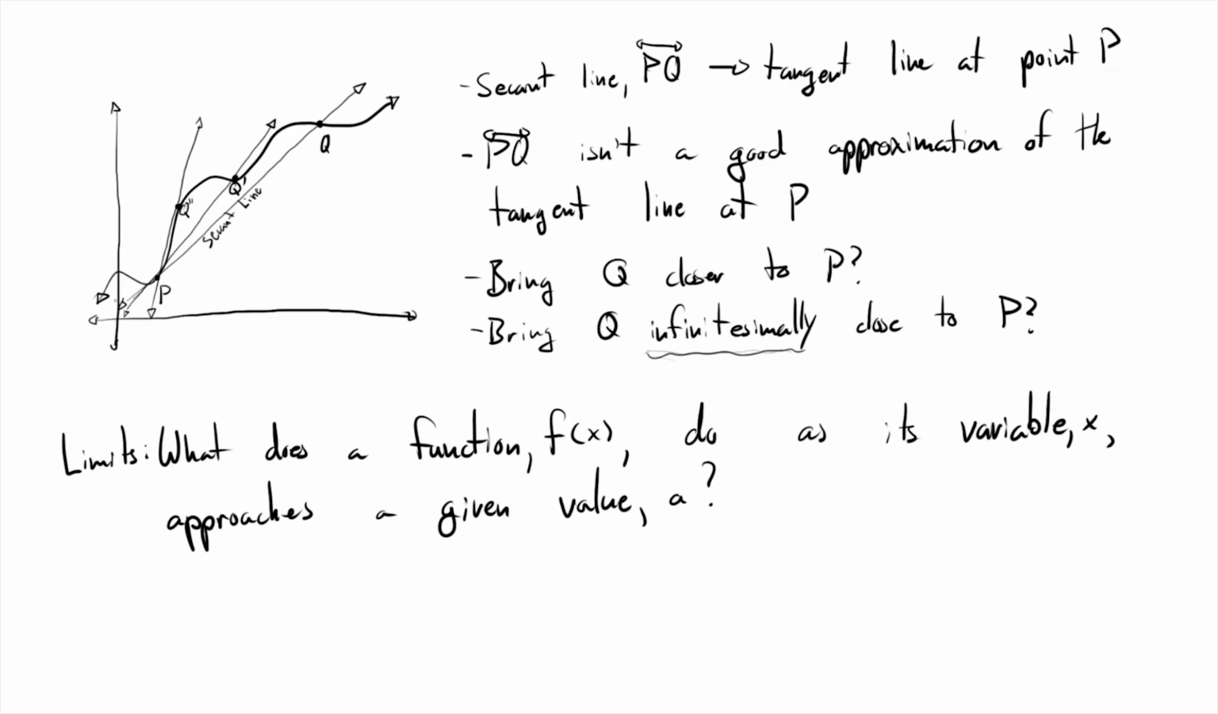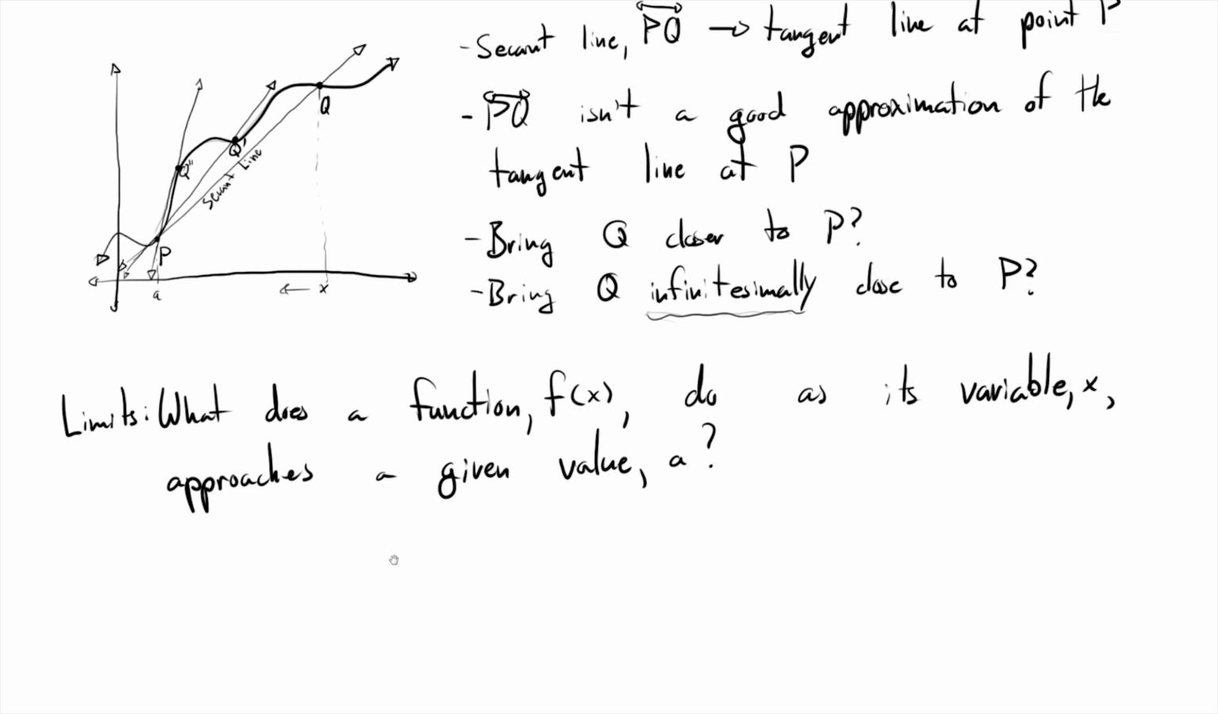So in this case, we have some function, this curve that I have here, f of x. And what does this function do as the variable x approaches a given value a? In this case, our given value a is P on this graph that I drew, and x is our variable Q. And Q is getting closer and closer to P. You can also think about this as P being a, and Q being x. And what happens is as this x gets closer to a.